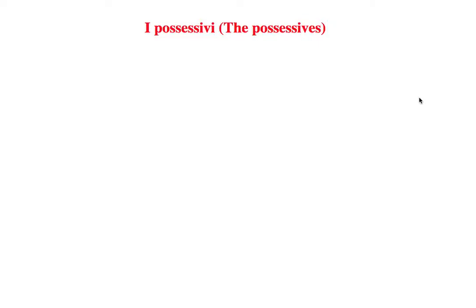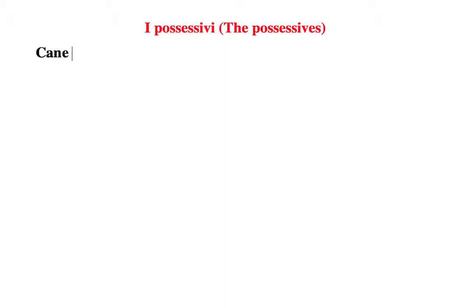So it could be il mio, il tuo, or it could be la mia, la tua, i miei, i tuoi, and so on. Why? Because the possessive agrees with the noun. So let me just give you an example. Let's take an Italian word. Let's take cane. Okay, you know that cane means dog.